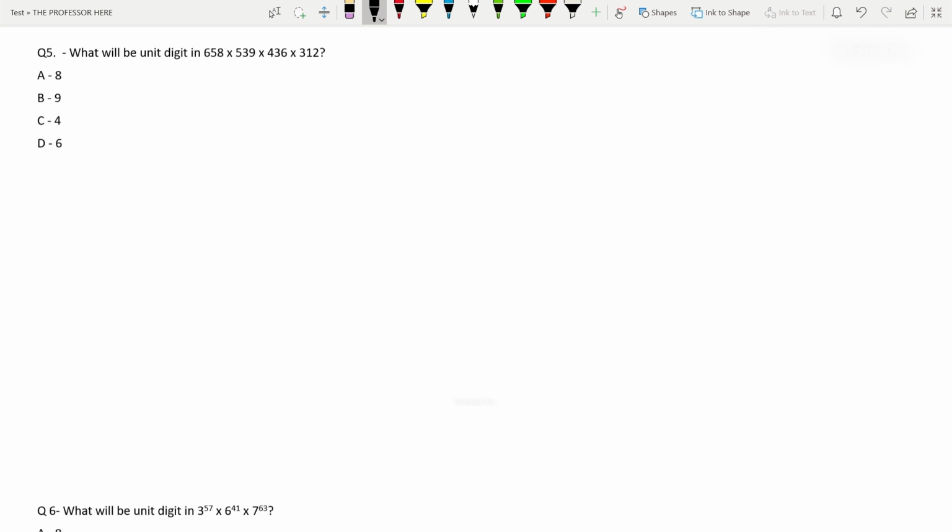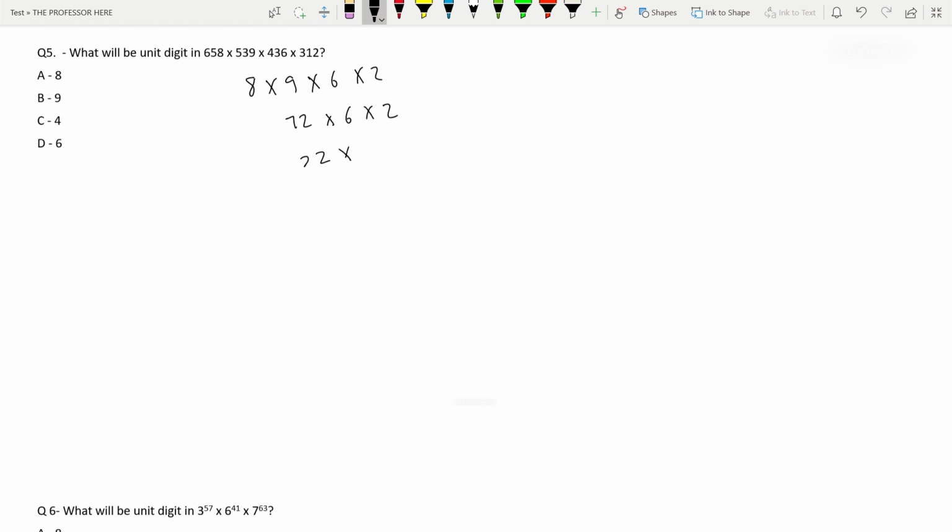Question number 5. What will be the unit digit in this? It's a big number, you cannot basically multiply all of them. So how will you find a unit digit in this kind of scenario? All you have to do is multiply all the numbers in the units digit place. So that means 8 into 9 into 6 into 2. So 8 into 9 is 72 into 6 into 2.